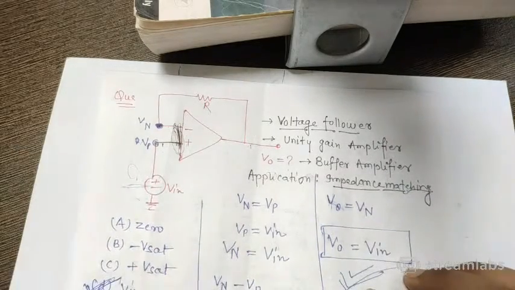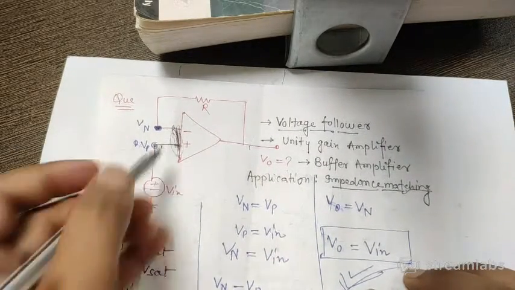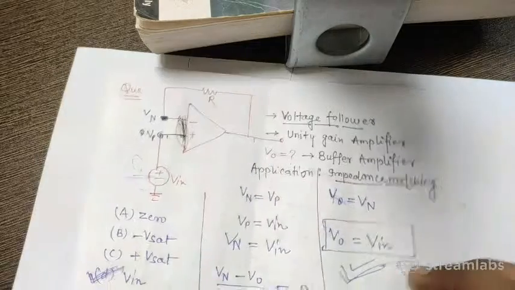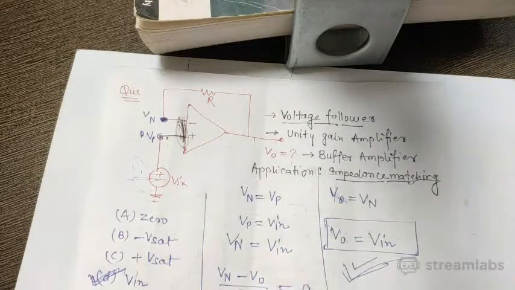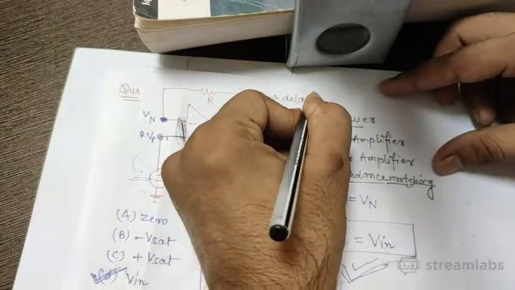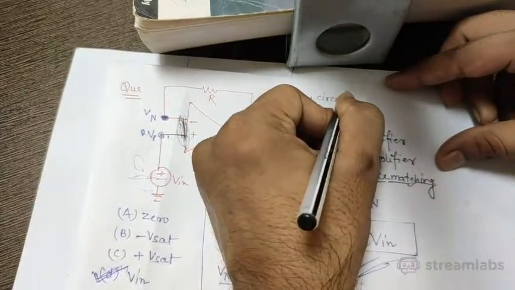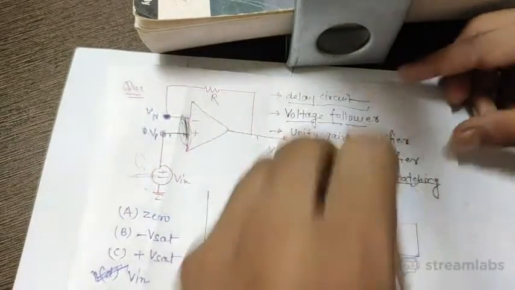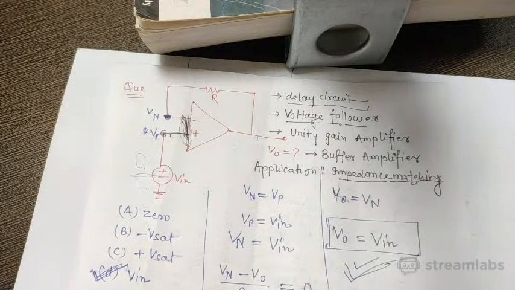So this is used for impedance matching, and it may provide some unit delay. So this is used as a delay circuit also, for providing some delay in the input. Okay, this is how we can go for different kinds of circuits.